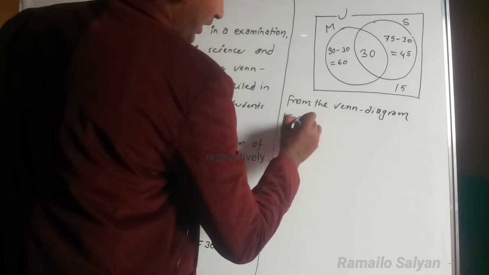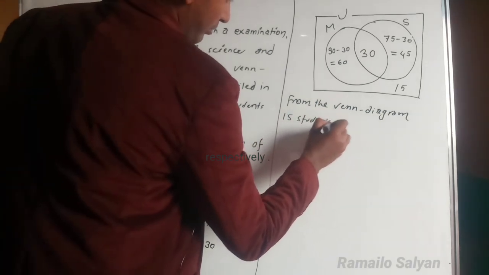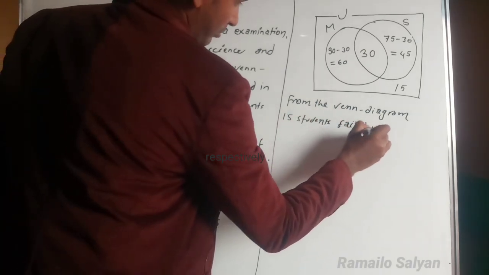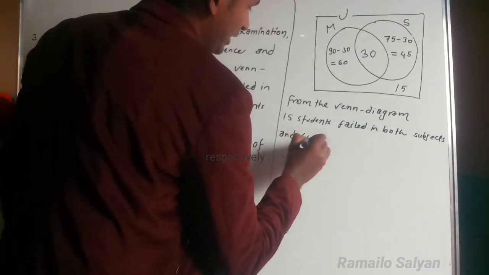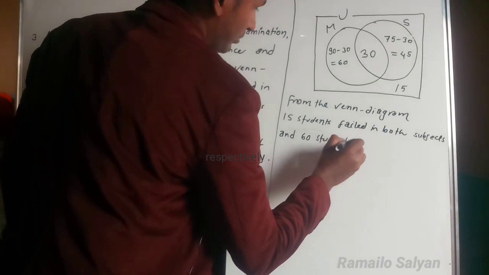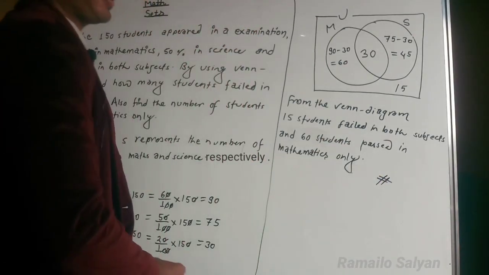Means 15 students failed in both subjects and 60 students passed in mathematics only, and this is our required answer.